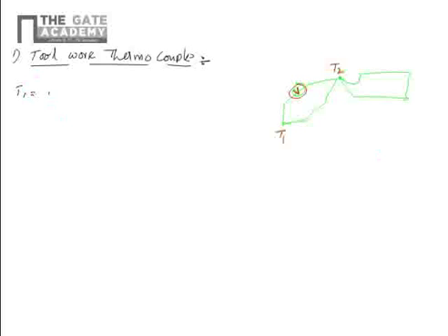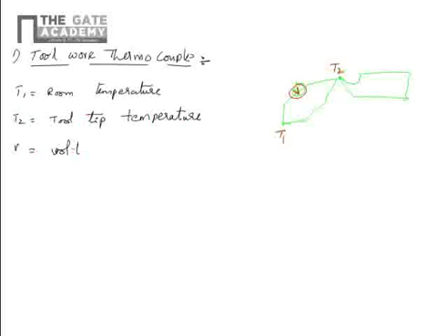So T1 is room temperature, and T2 is the tool tip temperature, approximately, you will get the value. V is the voltage difference, or potential difference.